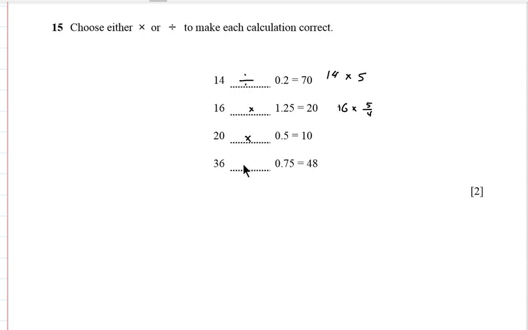It's very easy. 36, if we make multiply, I should multiply 36 here with 3 over 4. We can say that 36 over 4 is 9. 9 times 3 is 27, not 48. So it's of course divide. Divide means that I multiply also, but with 4 over 3. 4 over 3 means 36 over 3 is 12. 12 times 4 is exactly 48.